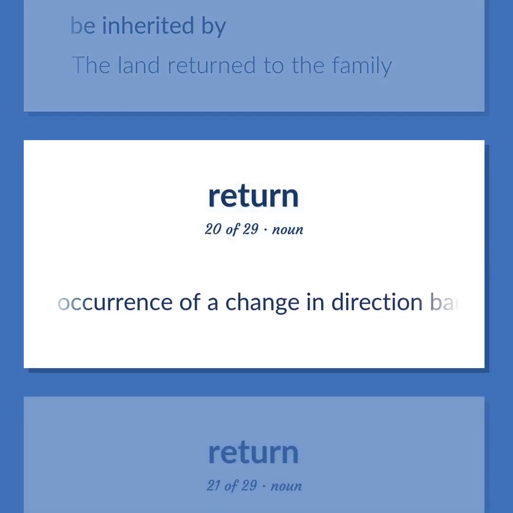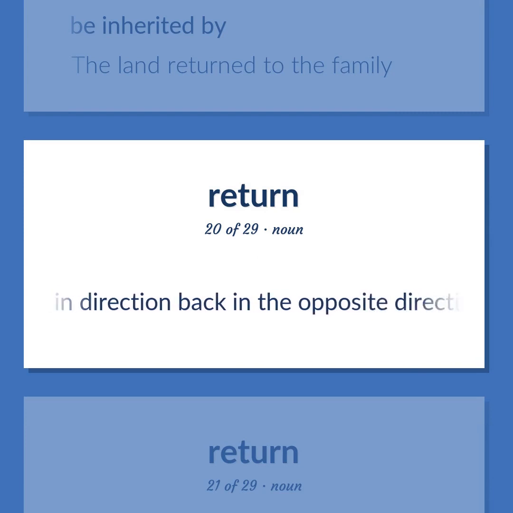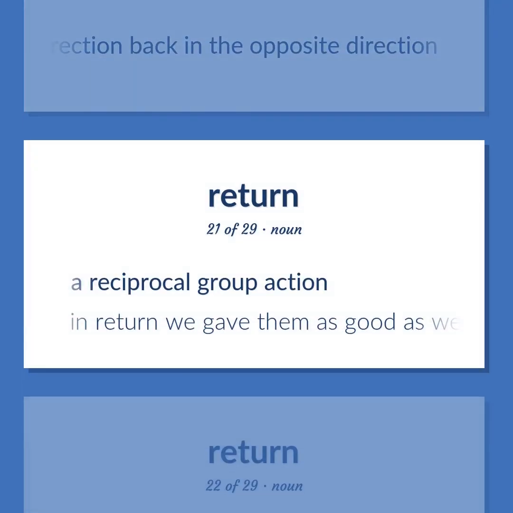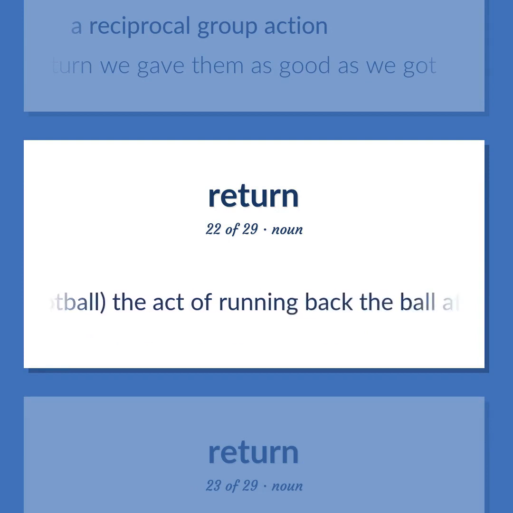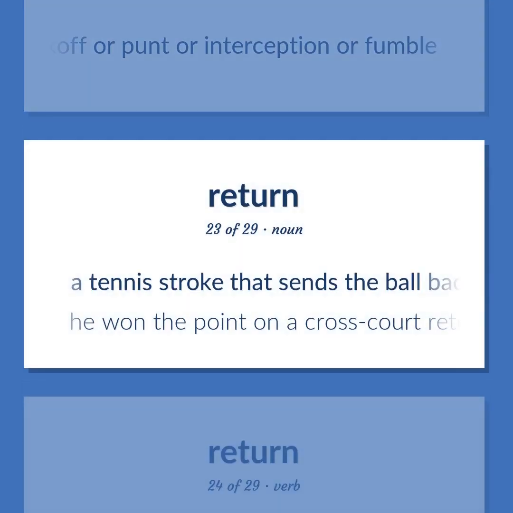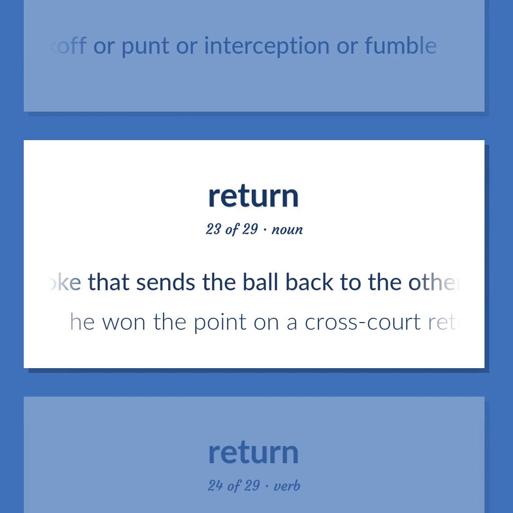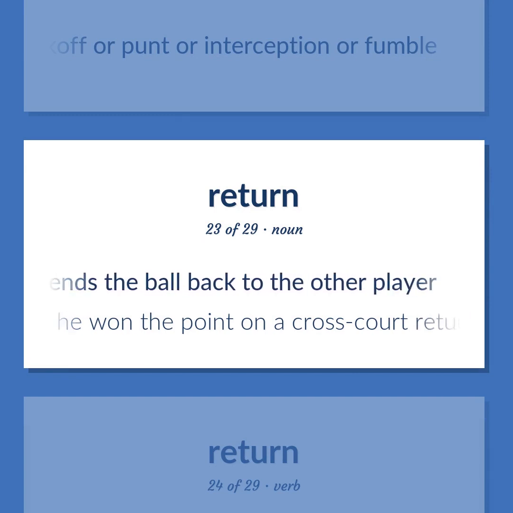The occurrence of a change in direction back in the opposite direction. A reciprocal group action. In return, we gave them as good as we got. American football. The act of running back the ball after a kickoff or punt or interception or fumble. A tennis stroke that sends the ball back to the other player. He won the point on a cross-court return.